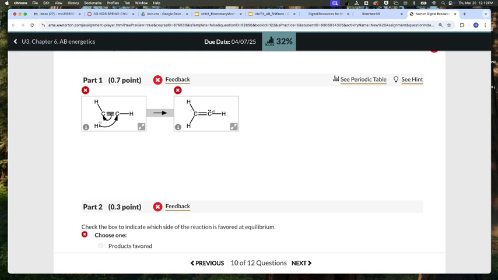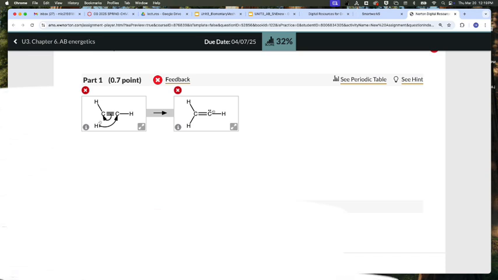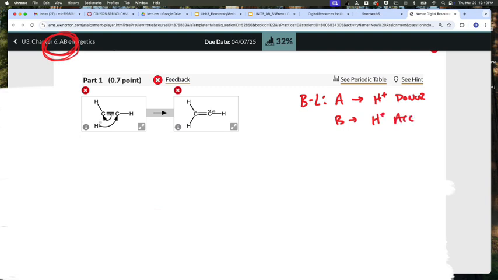Okay? So what we want to lean into a little bit here is we need to leverage some information. That information is: forget all the stuff that I just spent 43 minutes talking about. What was this chapter? Acids and bases. Okay, and if we're talking about acids and bases, we're very specifically referring to Bronsted-Lowry. A Bronsted-Lowry acid is an H plus donor, and a Bronsted-Lowry base is an H plus acceptor.